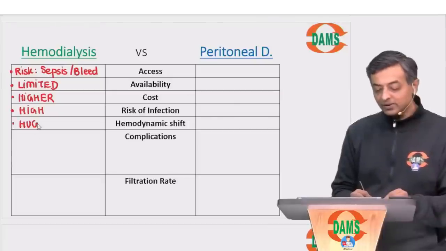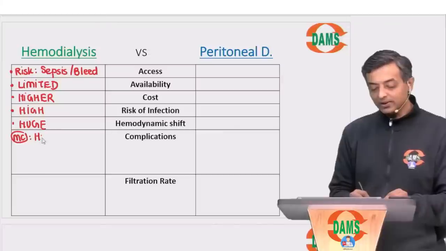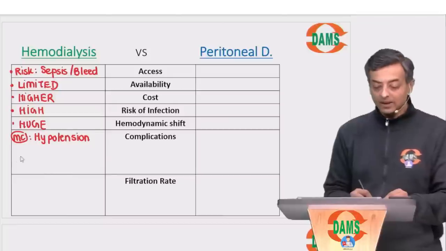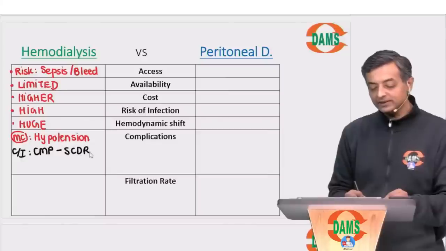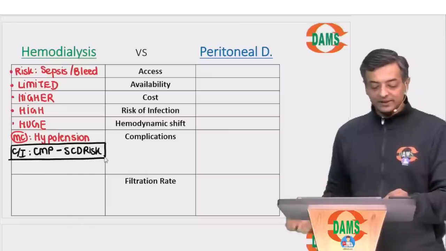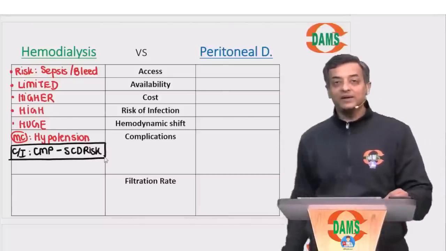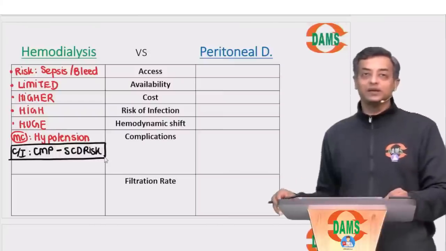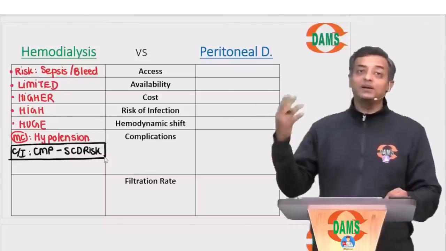Hemodynamic shift is also huge in these patients, and that is why the most common acute complication in the dialysis department is hypotension. It is contraindicated in cardiomyopathy because it can cause a risk of sudden cardiac death. After renal transplant, survival is almost 14 to 17 years. After dialysis it is only 7 to 9 years. So transplant survival is double that of dialysis.